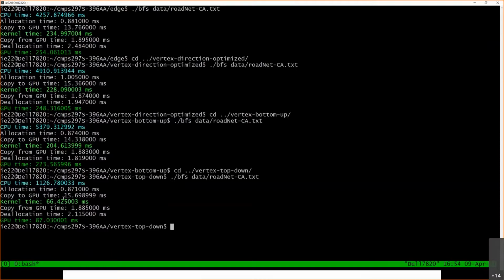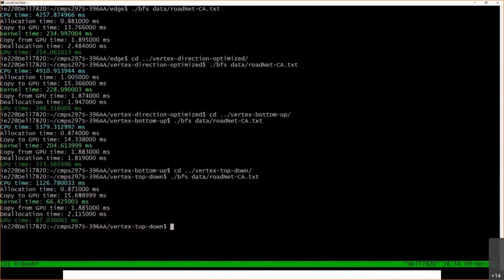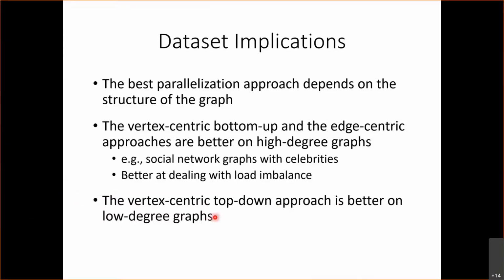Okay, and the reason is that with the low degree graphs, you only do work for the vertices that have been visited on the previous iteration. And with the low degree graphs, the number of vertices visited each iteration is smaller than in the case of the high degree graph, because my graph has low degree. You have more iterations and fewer vertices per iteration. And that is why the top-down approach does better in the case of low degree graphs. So here, the vertex-centric top-down approach is better on low degree graphs, for example, maps of roads in a geographic area.